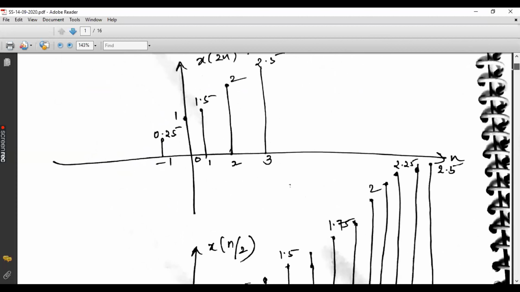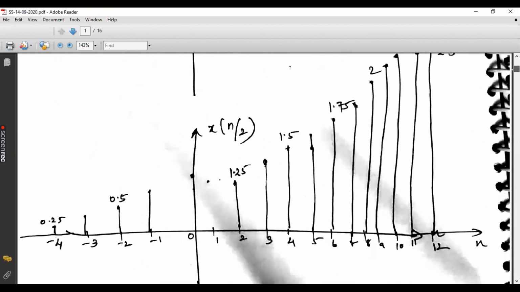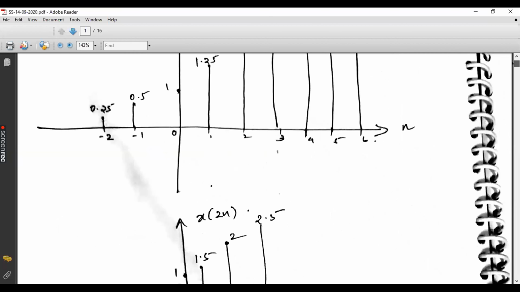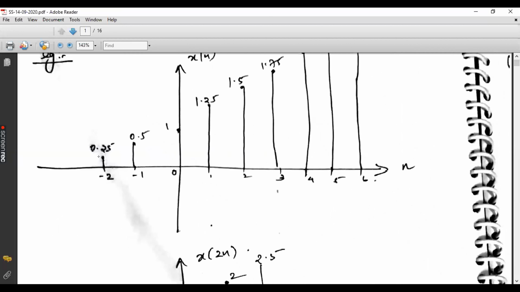Okay, thank you. Now, while drawing x of n by 2, what should it be? We have to expand the signal to double. We need to expand the given signal by double the value. So try to draw that signal x of n by 2. Whatever signal you have at -2 will come at -4, isn't it? The same signal will come at -4, and this signal will come at -2. This signal will come at 2. This will be at 4. This will be at 6. This will be at 8, and this will be at 12. So the same thing you are going to confine from -4 to 12.